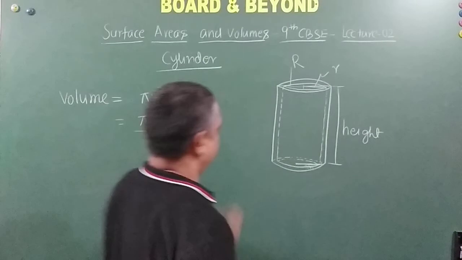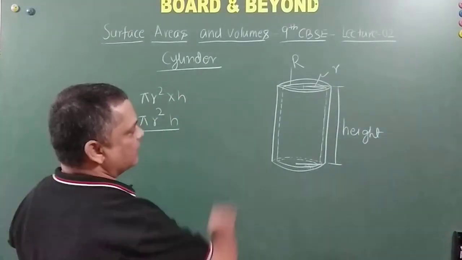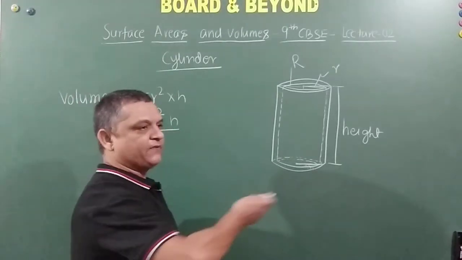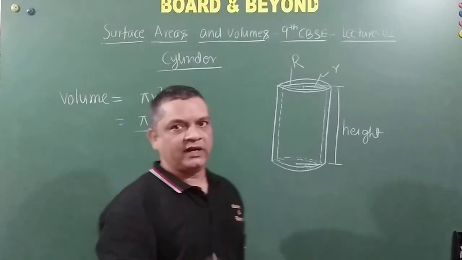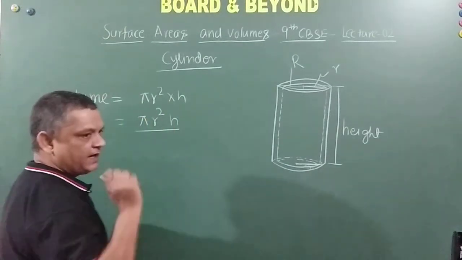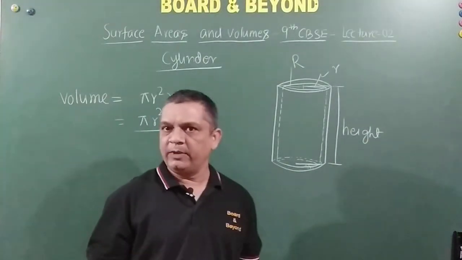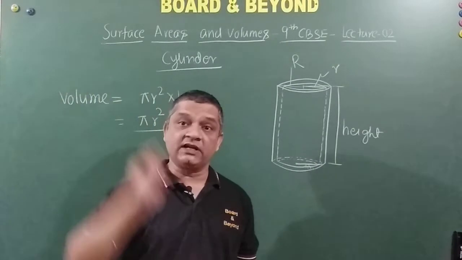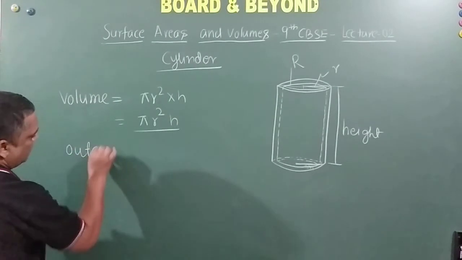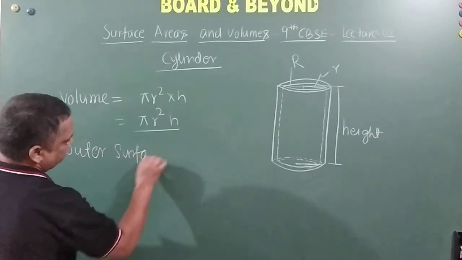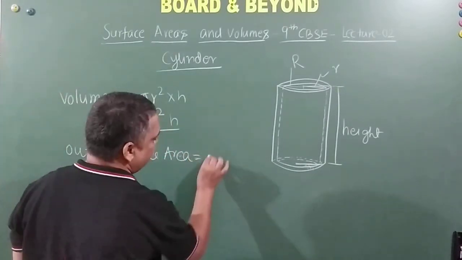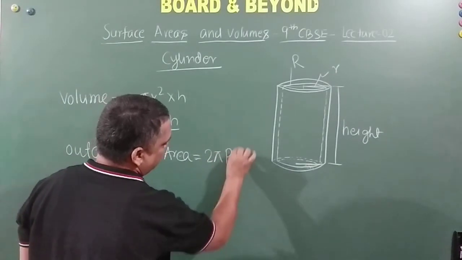hollow cylinder, right? Now coming on to surface area, there are two concepts here. One is outer surface area, one is inner surface area. It depends which surface area you want to find out, right? So if you are trying to find the outer surface area, then it will be 2 pi r into h, but r will be capital. Outer surface area will be 2 pi r into h.